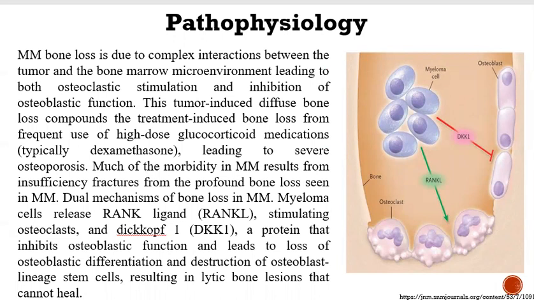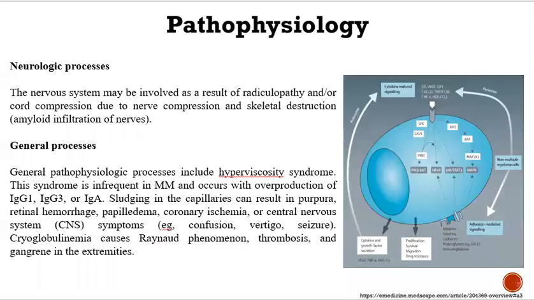The dual mechanism of the bone loss is that myeloma cells release RANK ligand, stimulating osteoclasts, and Dickkopf-1, a protein that inhibits osteoblastic function and leads to loss of osteoblastic differentiation and destruction of the osteoblast lineage stem cell, resulting in lytic bone lesions that cannot heal.